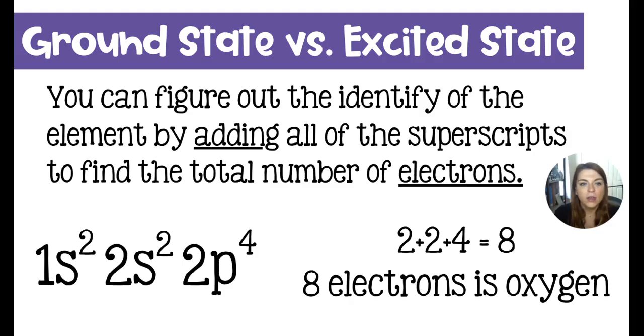Anytime we have these sublevels and they're not filled, we can still figure out the atom based on the total number of electrons, because atoms in the excited state have the same number of electrons. They're just moved around within the atom. So in this case, we are looking at 1s2, 2s2, 2p4, which is 8 electrons. That makes it oxygen. But in this case, none of them are excited. They're all in the ground state, in their lowest energy state possible.